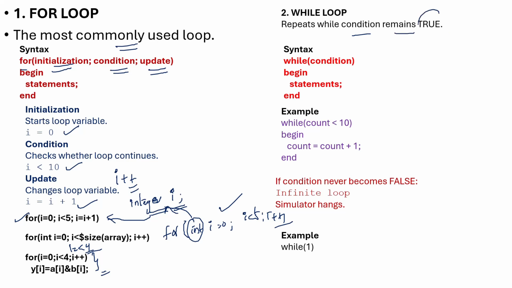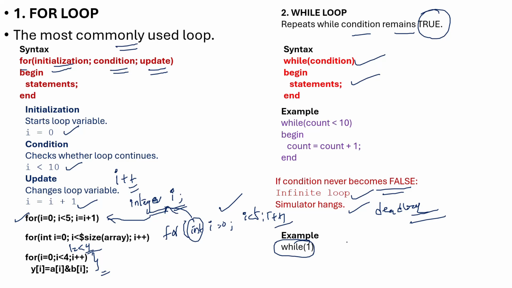Then while loop: repeat while the condition remains true. If your condition is true, up to that it will be executing. With while condition, begin, you can write a number of statements. If the condition fails, it exits from the loop. Never let it become a condition that is always true, because it is an infinite loop. An infinite loop means your simulation may hang. Your simulation will be in a deadlock condition and not come out of that simulation. Don't use this while one.